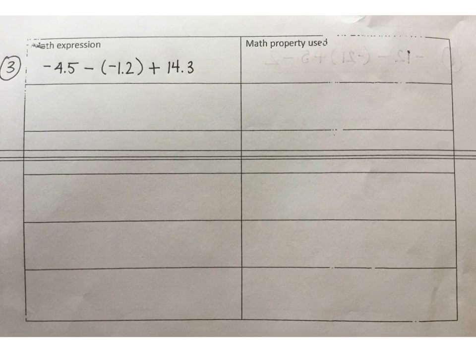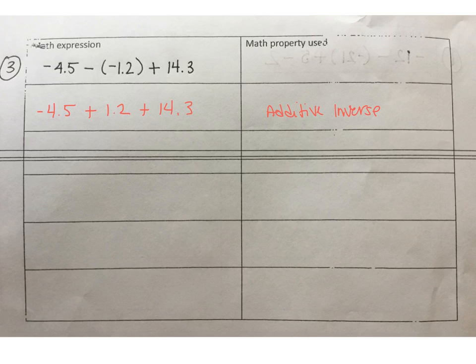Number 3 says negative 4.5 minus negative 1.2 plus 14.3. So go ahead and pause your video and try to do the first property all by yourself. You should have put additive inverse, and you should have changed that minus sign to addition, and when doing so, you took the opposite of the following number, which became a positive 1.2. So now this actually makes our expression a lot easier.